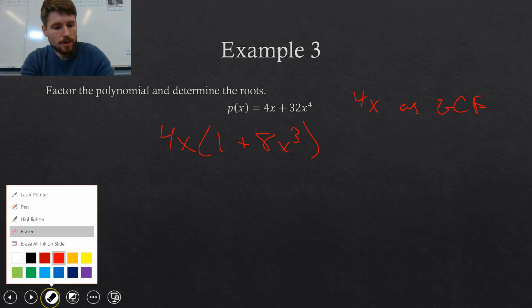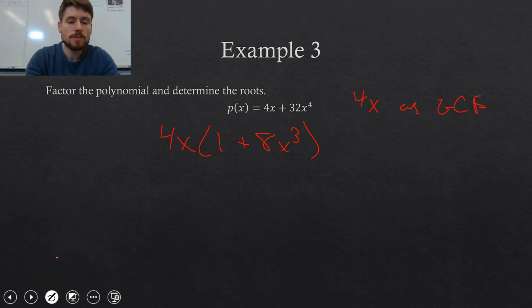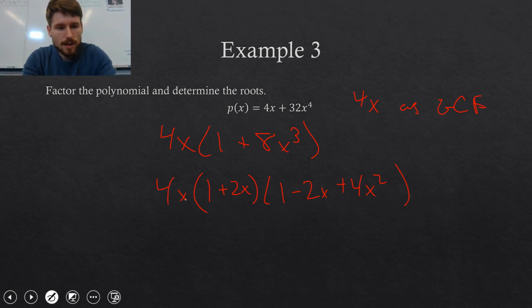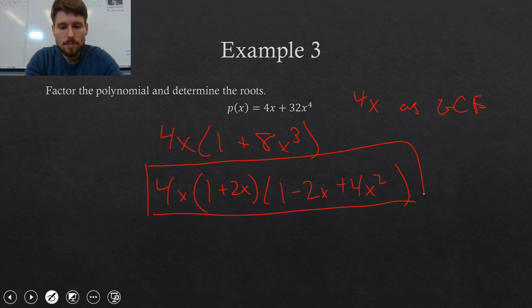Okay. Now we note that it's a sum of perfect cubes. This can factor further. So the sum of perfect cubes factors like 1 plus 2x, 1 minus 2x plus 4x squared. So 8x cubed, I can rewrite this. So this is my answer. I factored it. So this is the factored out polynomial. And the roots I could read from that, x equals -1/2 and 0 would be my roots.